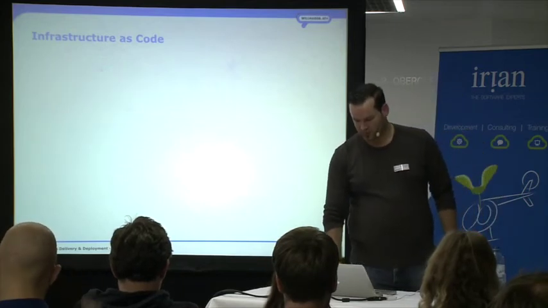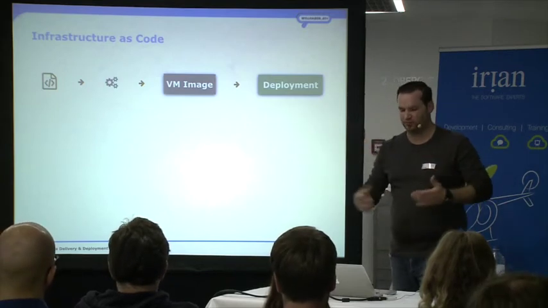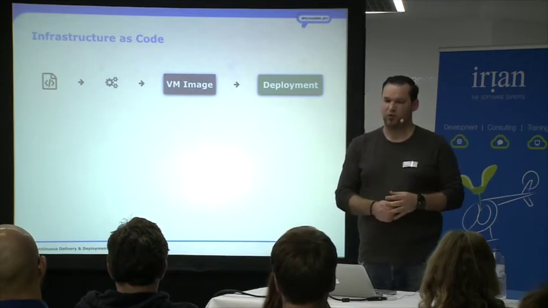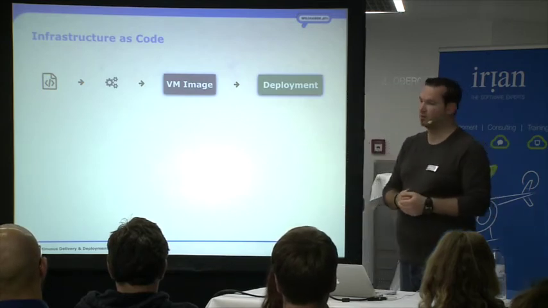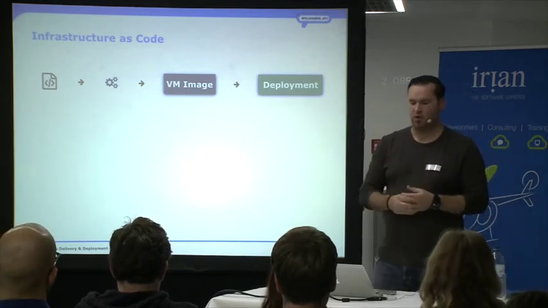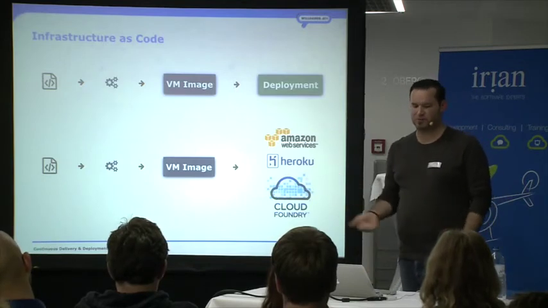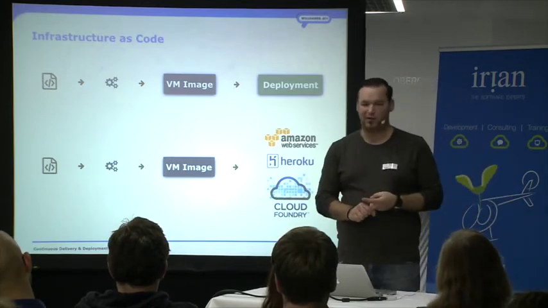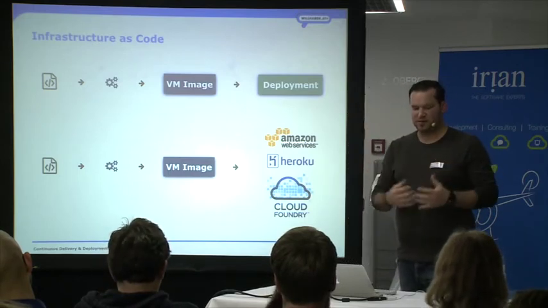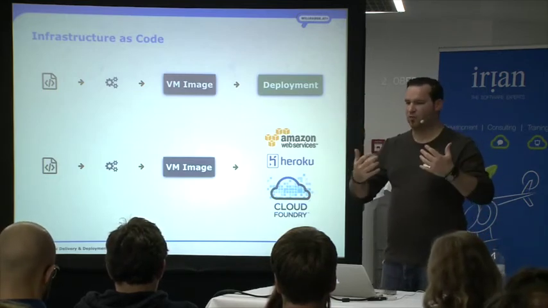So for example, if we have some kind of descriptive code describing our infrastructure, we can build this descriptive code and create a virtual machine image, for example. And this virtual machine image could be used to deploy some software on it. So we can also use this virtual machine image to deploy it on Amazon Web Services, Heroku, or Cloud Foundry. So we create our environments automatically through a build system and deploy those environments, and they are ready for hosting our applications.